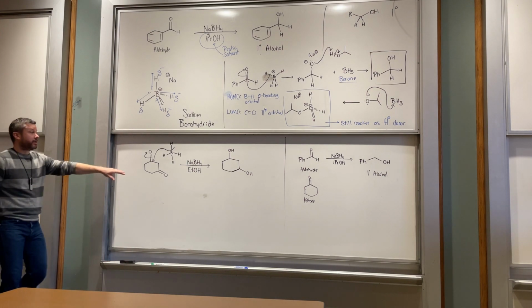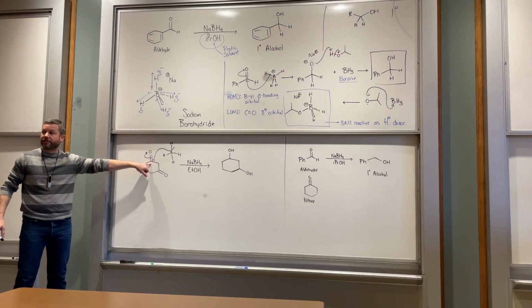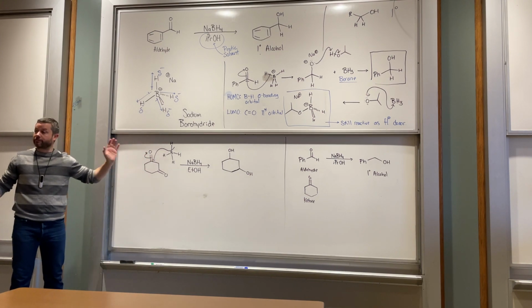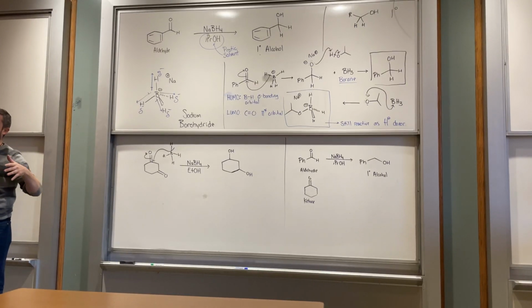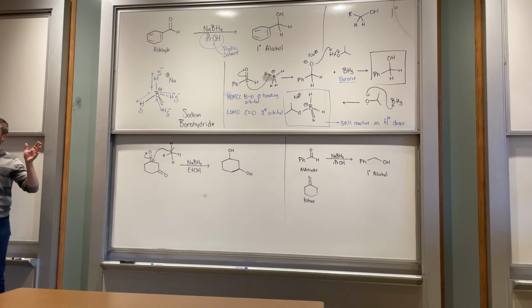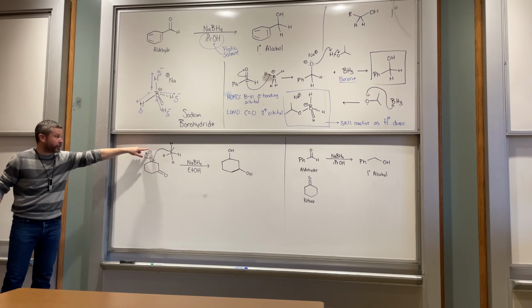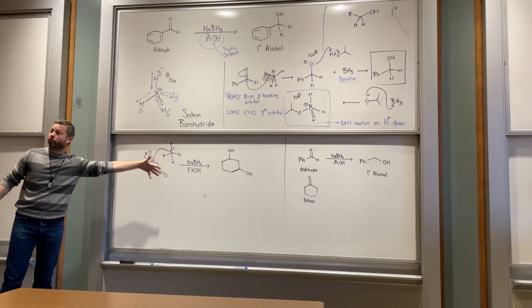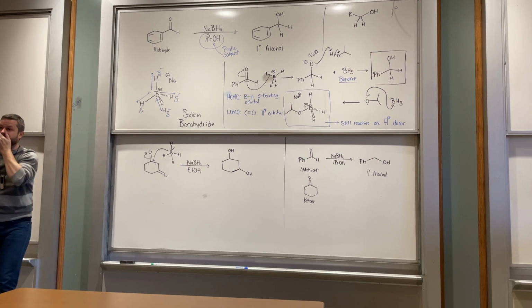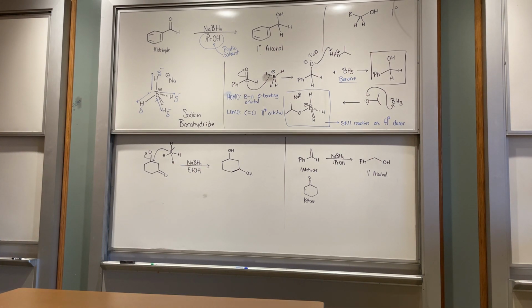When we draw the mechanism, we have to draw the reduction of each ketone separately. Because if we draw them at the same time, we're saying that whenever reduction occurs, reduction on both ketones is always going to happen at the same time. And that's not the case. Those are two independent reductions. So we would show the complete reduction of one, protonation of that same one, and then move on to the other functional group. Any questions about that?